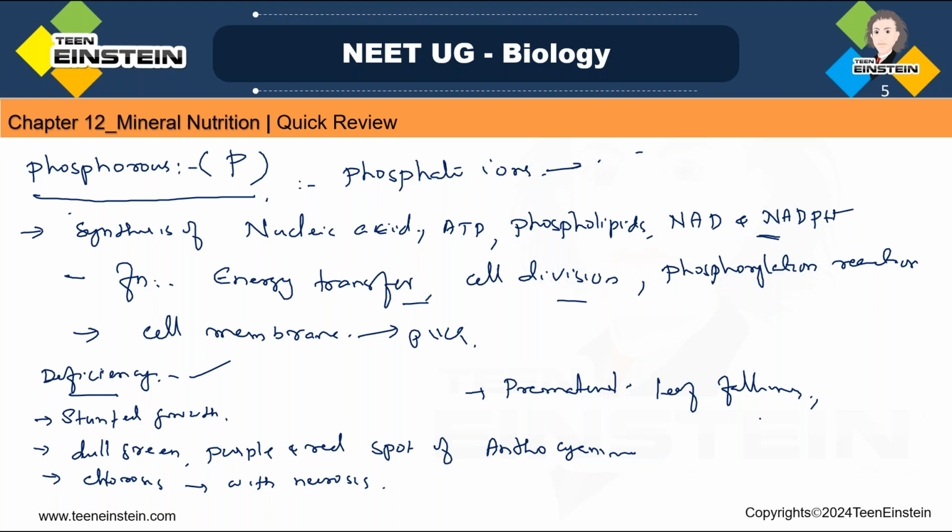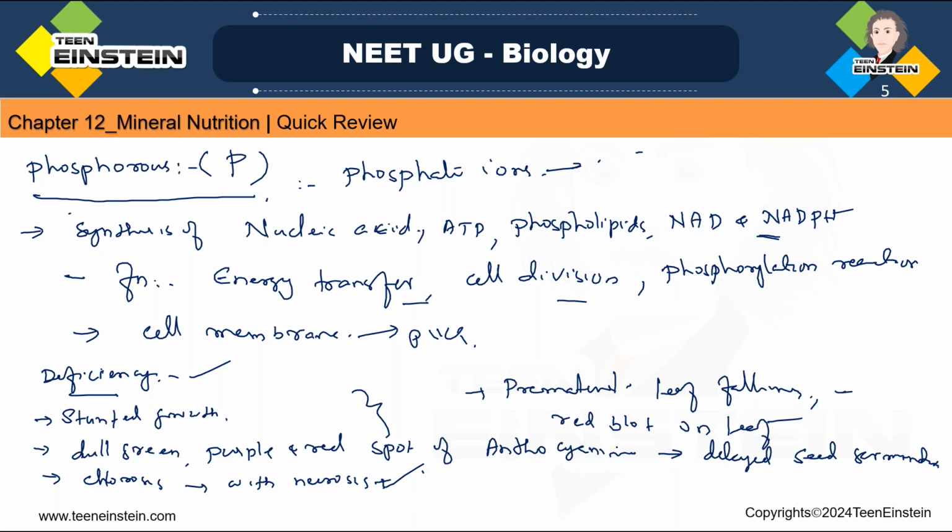Okay. Then red blot on leaf. Then delayed germination of seeds. That is also due to the deficiency of phosphorus. Delayed seed germination, that is due to the phosphorus deficiency. So phosphorus deficiency is very important. From this, chlorosis with necrosis is a previous year question. And premature leaf, flower and fruit fall is also a previous year question. Then red blot on leaf, that is also a previous year question.